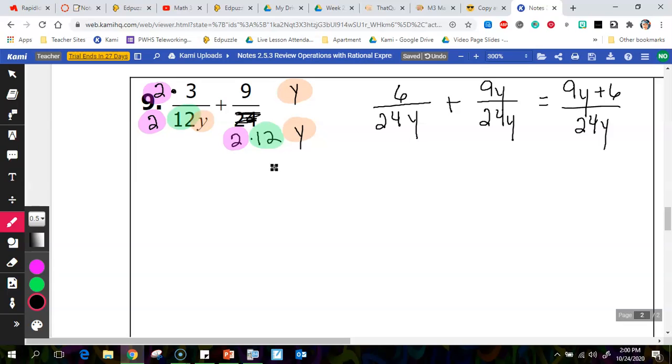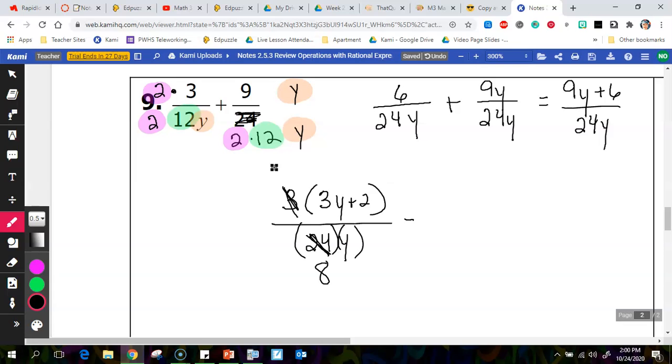What I need to do now is factor again and see if I can cancel anything. Okay, so for the numerator, let's take out a 3. That's going to be 3 times y plus 2. And then the denominator is still just 24y. You can think of these as 2 different factors. The 24 and the 3 can cancel. Divide that by 3, divide that by 3, that's 8. So then my answer is 3y plus 2 over 8y.